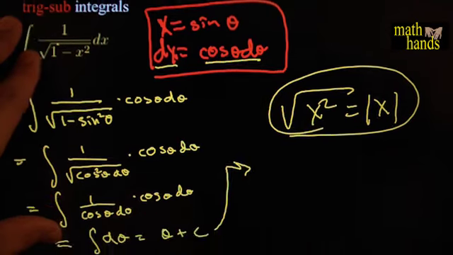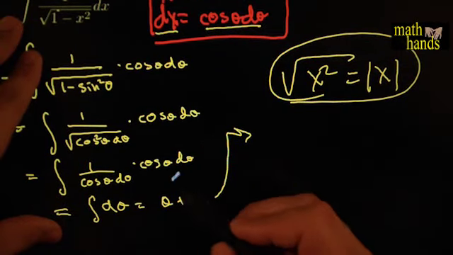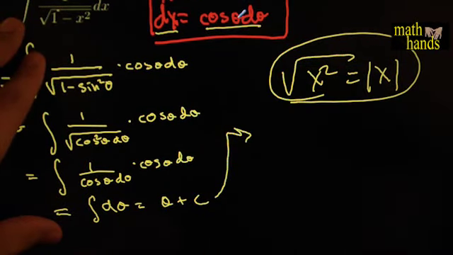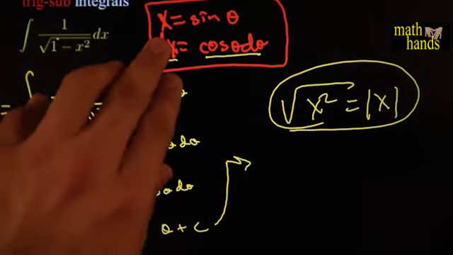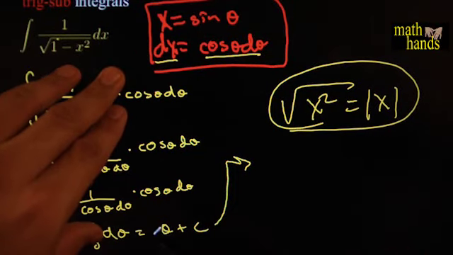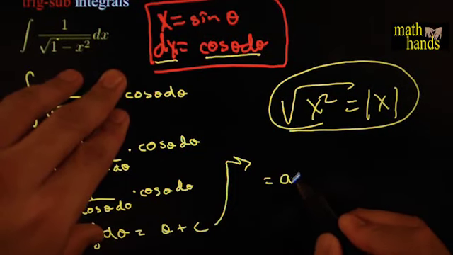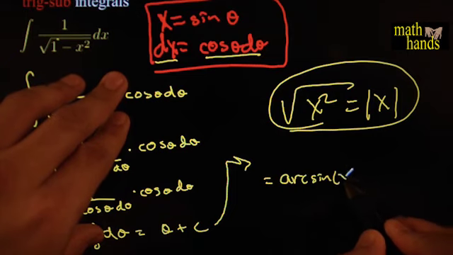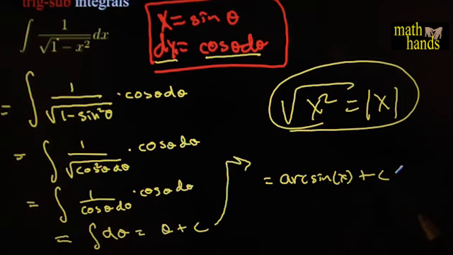See if you guys can see that. Customary to switch back, so I use my dictionary. My dictionary says x equals sine theta, so therefore theta is equal to sine inverse, or arc sine, of x plus a constant. And there you go, we did it. We found an antiderivative.